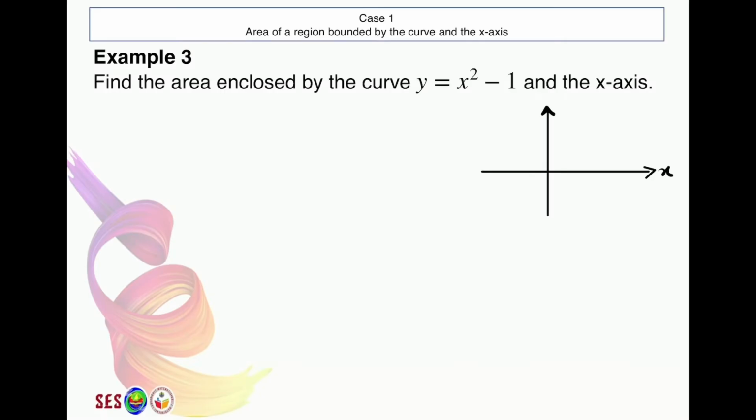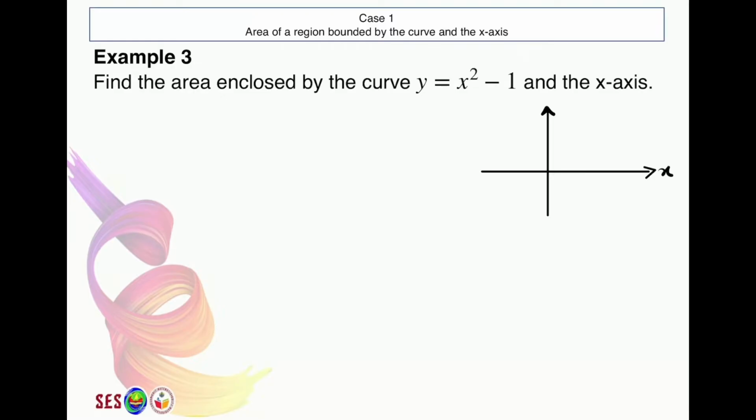Proceed with example number 3. First, read what the question requires us to find. Find the area enclosed by the curve y equals x squared minus 1 and the x-axis. Every time we are required to find the area enclosed by a curve, it's better for us to visualize the curve by sketching it.